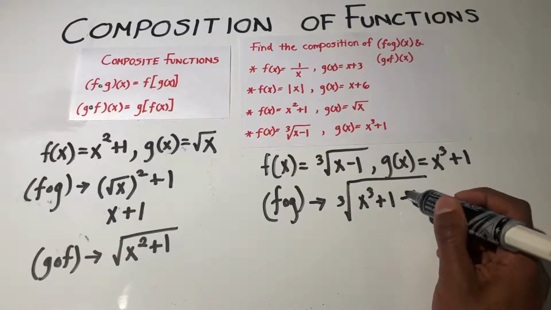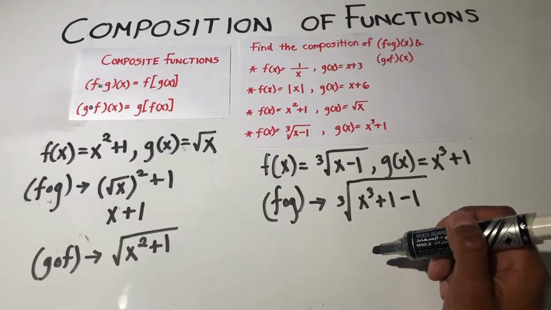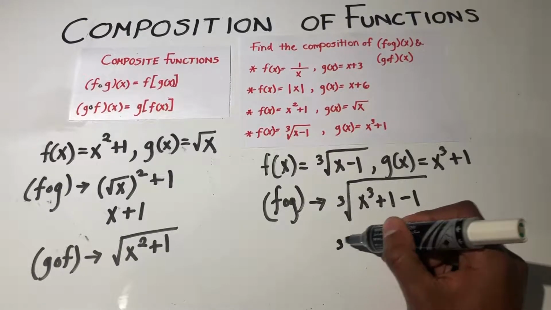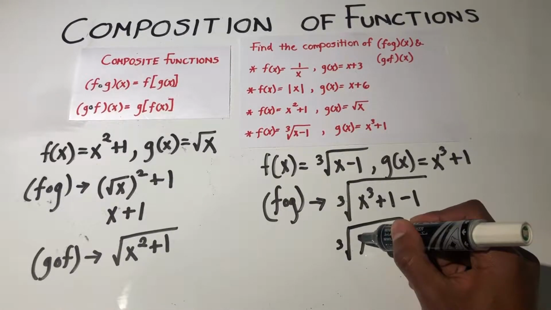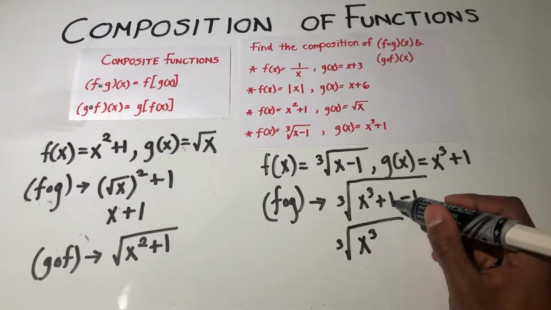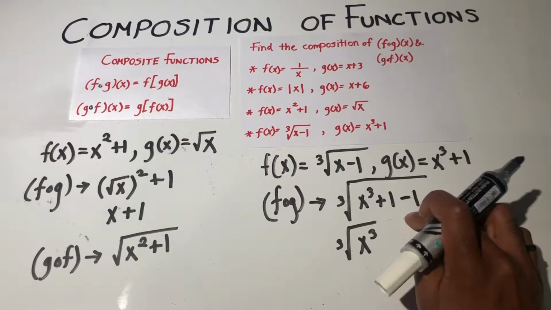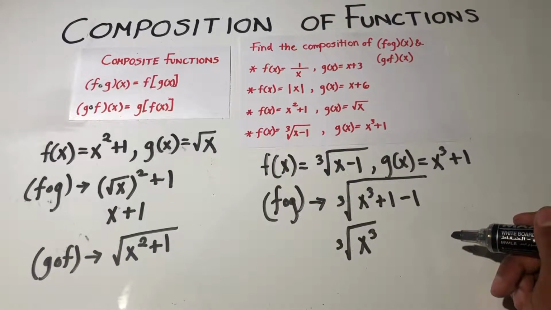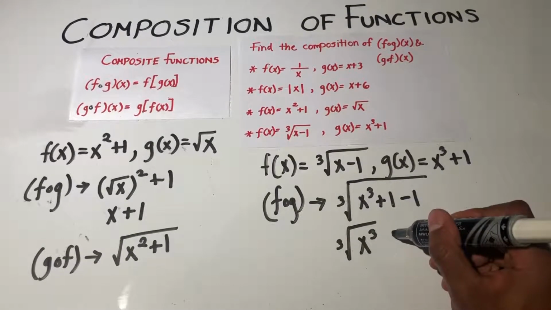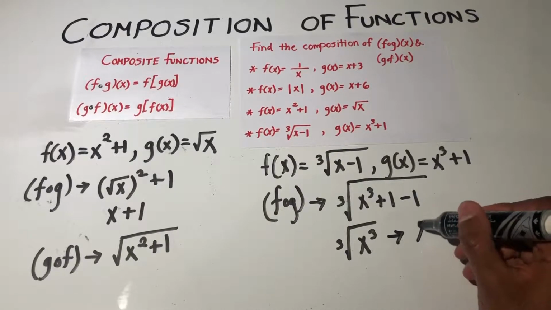Now, if we simplify what's under the radical, this is going to give us x cubed plus, well, 1 minus 1 is just 0. And then the cube root of x cubed is just x.